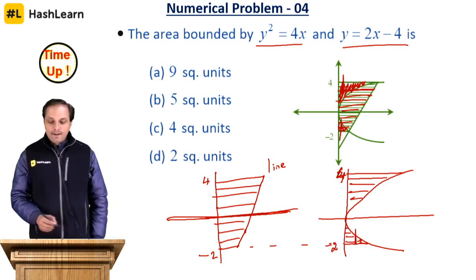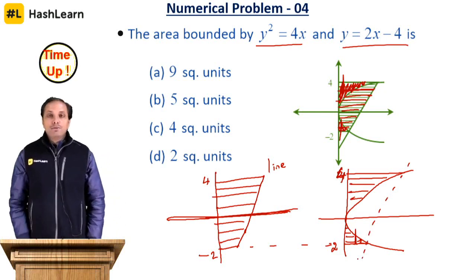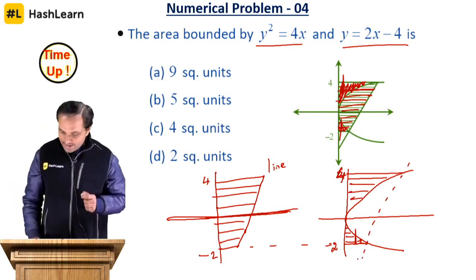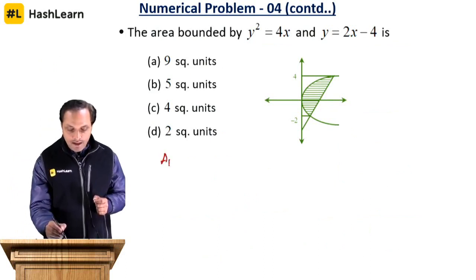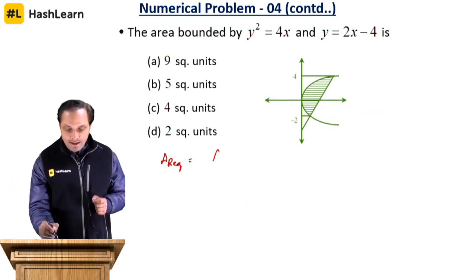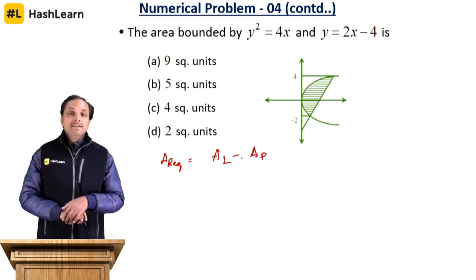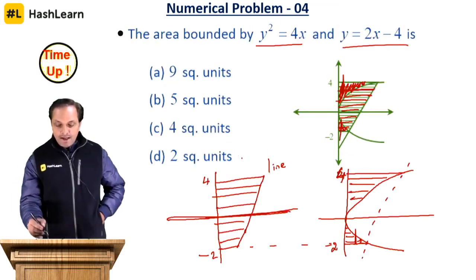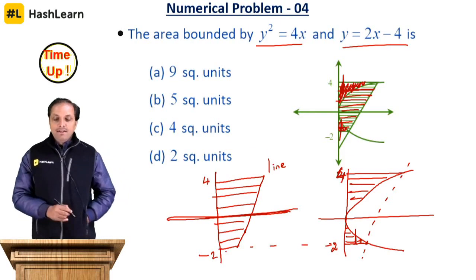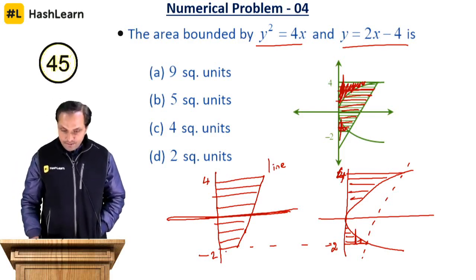Okay, fine. So here you have a line something like this. This is your line. So what you need to do, first you take the area required, which will be area for the line minus area for the parabola. L is nothing but a line and P is nothing but a parabola. So what is the area when you take it for a line?